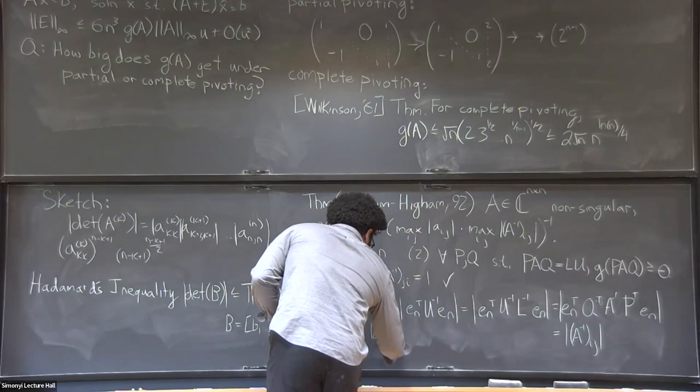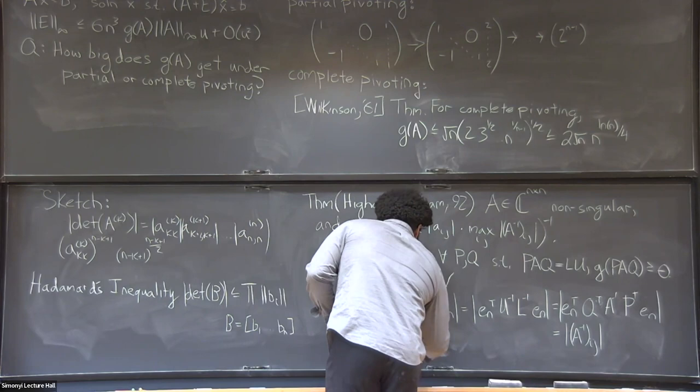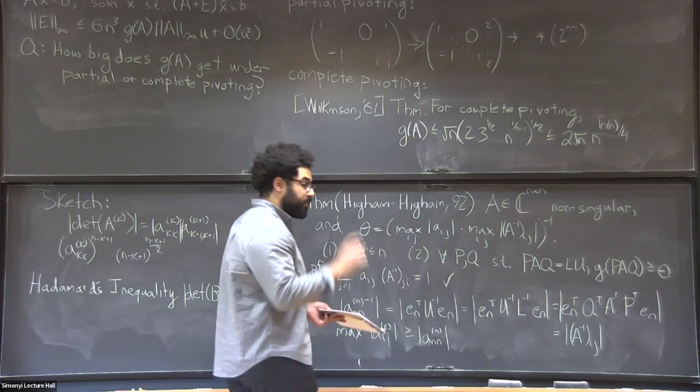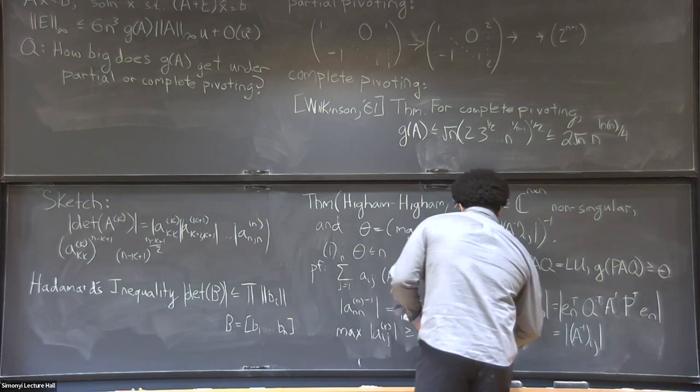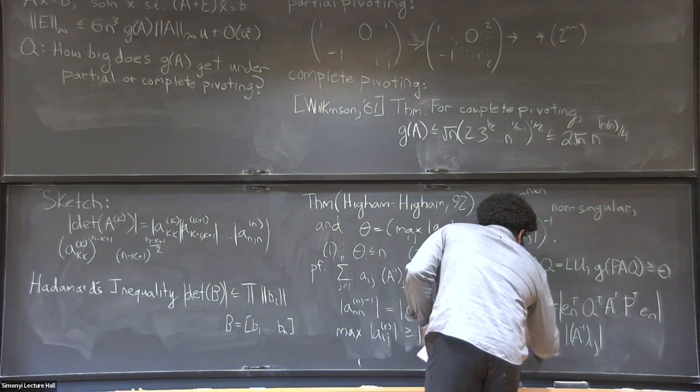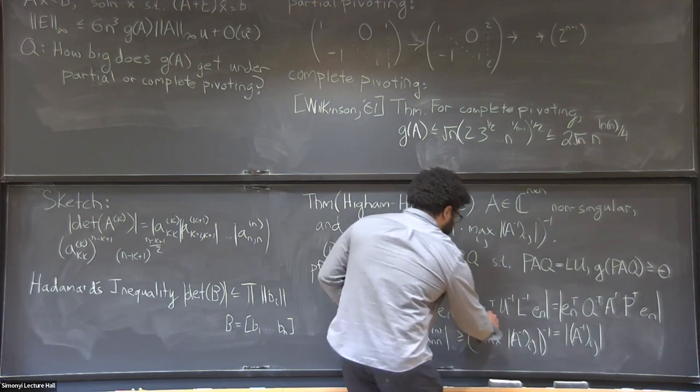maximum of a_ij. Okay, well, this is of course greater than or equal to n, which by this that we just gave is at least the maximum entry of our inverse matrix to the minus one. And that completes the proof.